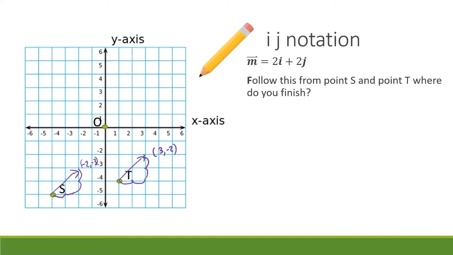Now there's a lot more we can do with ij notation. Remember, ij notation is just how much left and how much up. What we're actually doing is we're breaking vectors down into smaller parts. We're breaking them down into their left and right parts and their up and down parts.